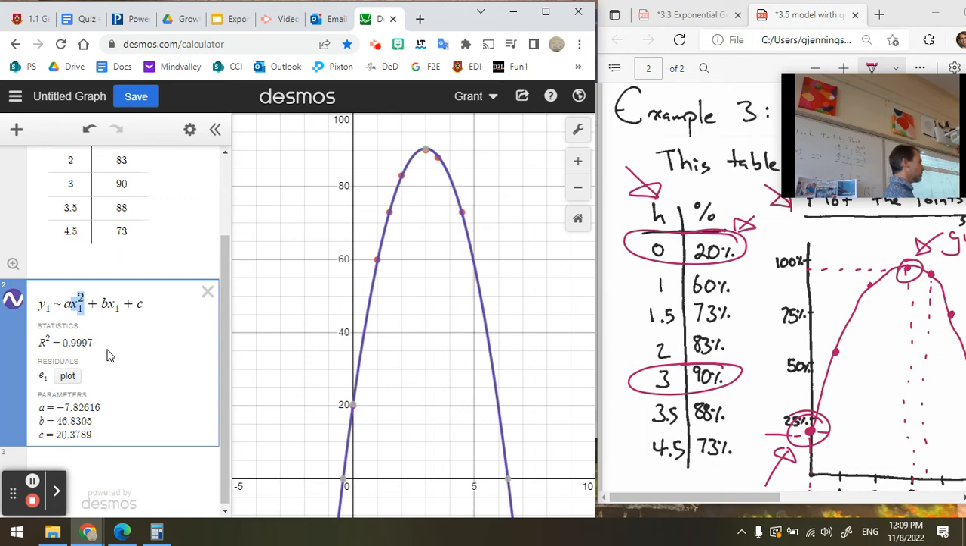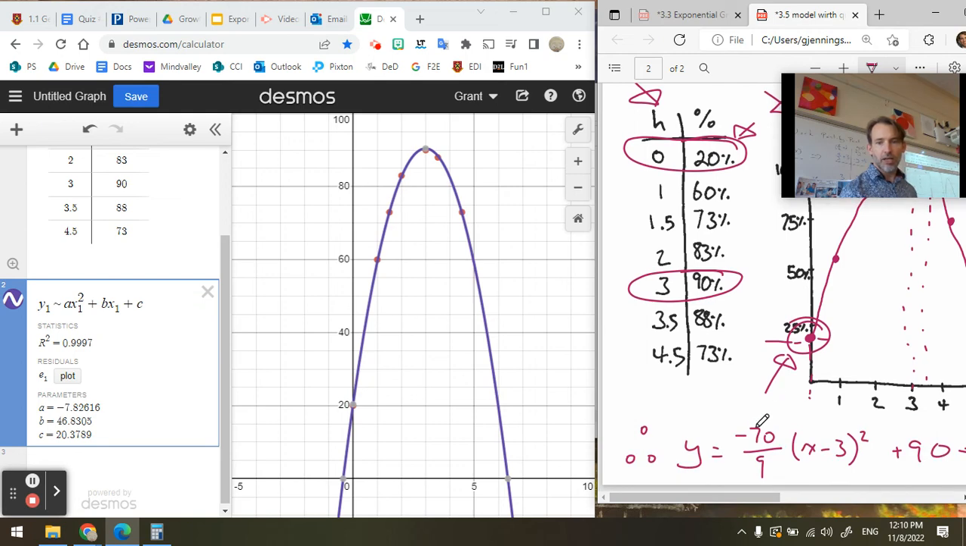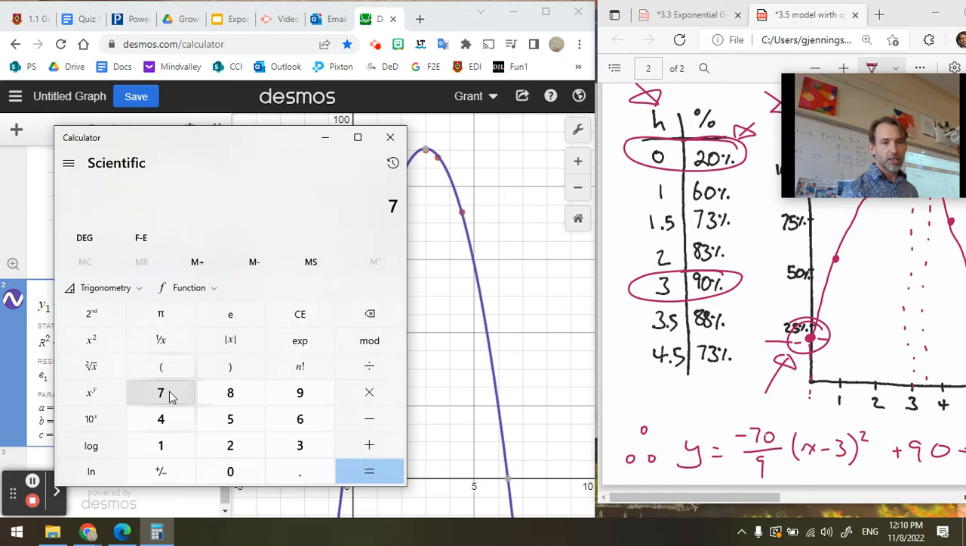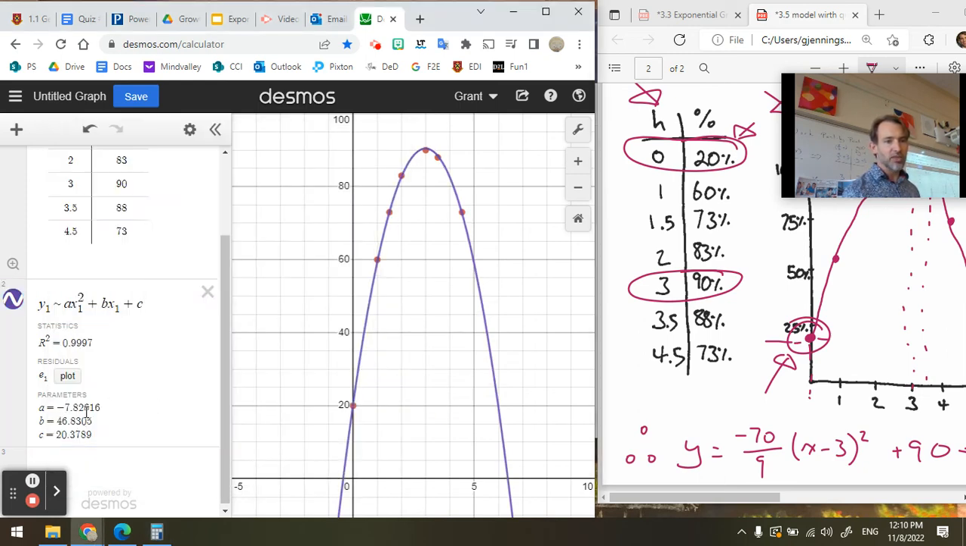Right now it's extremely, extremely accurate. This parabola, you'll notice, bullseyes all those points. It's very, very close to a perfect model. The A value here is negative 7.8. We found that our A value was, where is it here? Negative 70 over 9. Let's compare negative 70 over 9 to what they have. 70, but it's negative, divided by 9 equals negative 7.7 repeating. Okay, we have here negative 7.8, so extremely close.